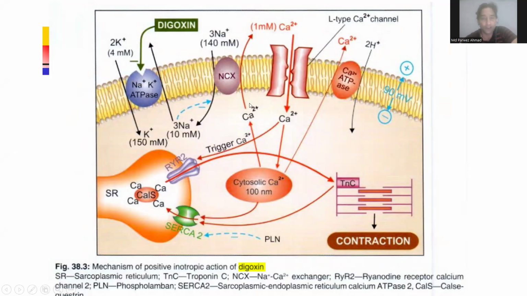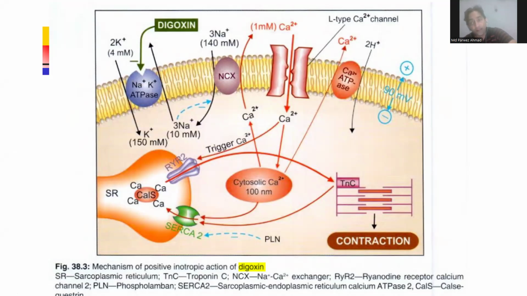Now this calcium ion again comes to the ryanodine receptor and activates it, and then there is massive release of calcium from the sarcoplasmic reticulum to the cytoplasm of the cells. Now it again activates the actin and myosin. Now contraction takes place.